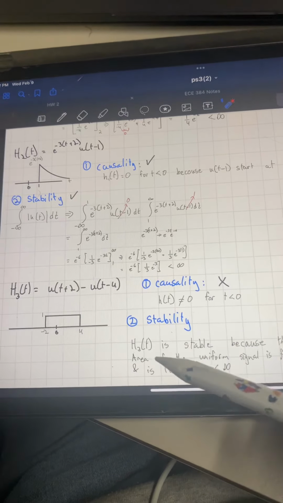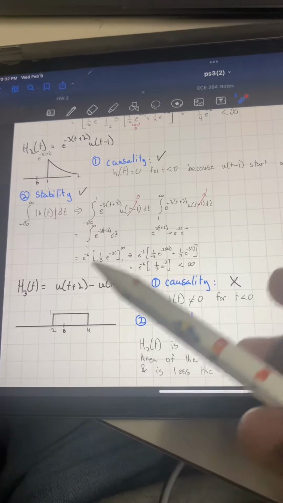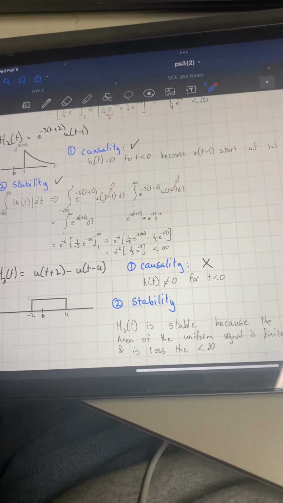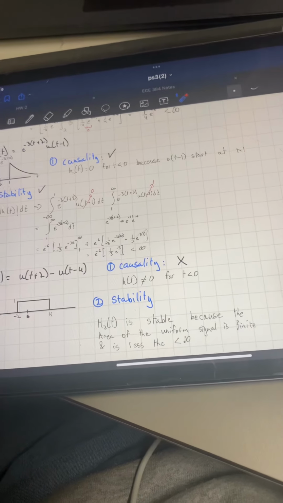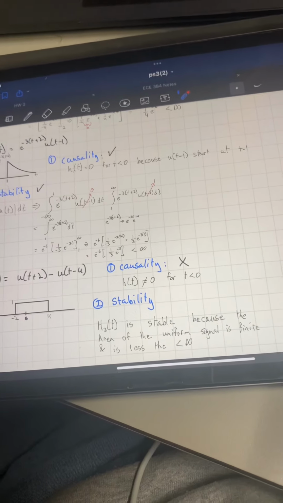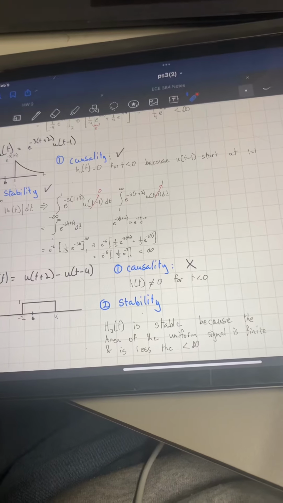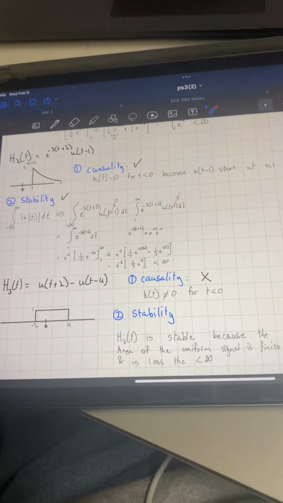And for h3 of t, we can conclude that this system is stable because it's a uniform system, and for stability, all we're checking is the area under it, which we can quickly see is less than infinity, from negative infinity to positive infinity.